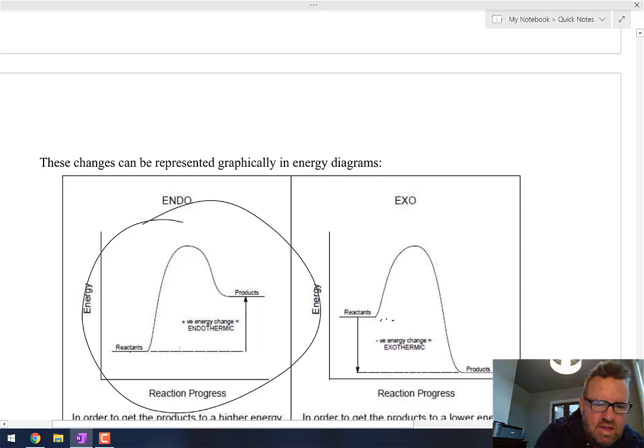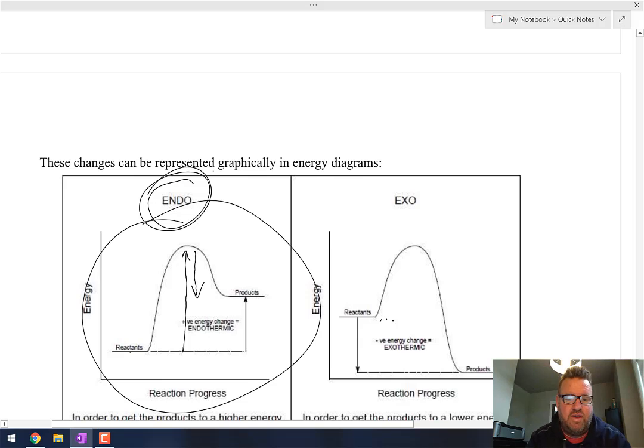Because you can see the amount of energy it took to break those bonds is more than the amount of energy that was released when the new bonds were formed. Which basically means the activation energy was high enough that the amount of energy released when the new bonds were formed was not enough. So overall, this is a process that's going to require energy. That's the one that's going to feel cold.